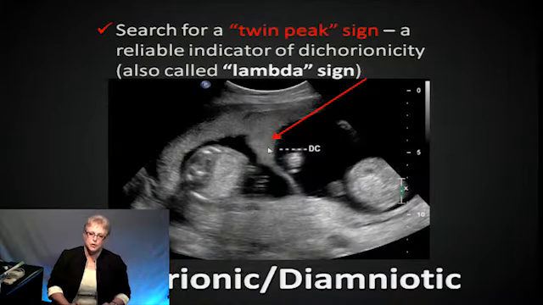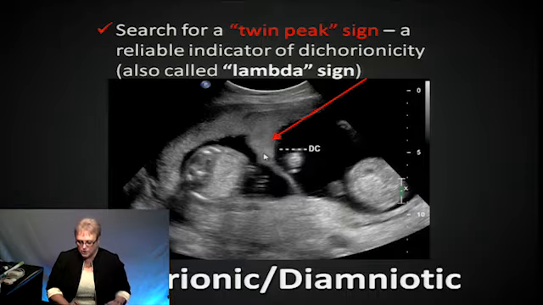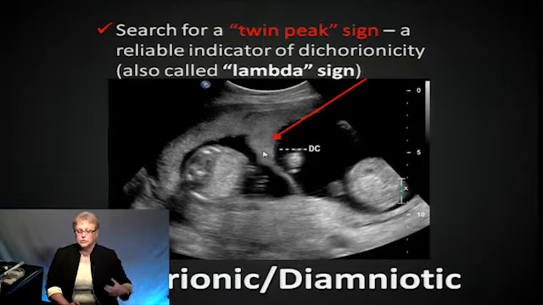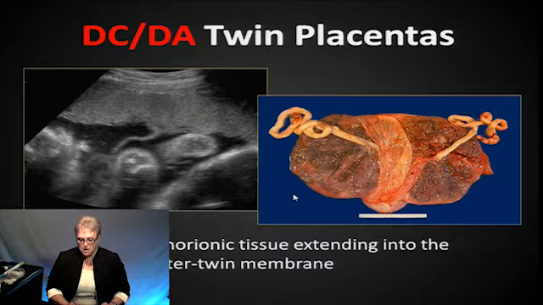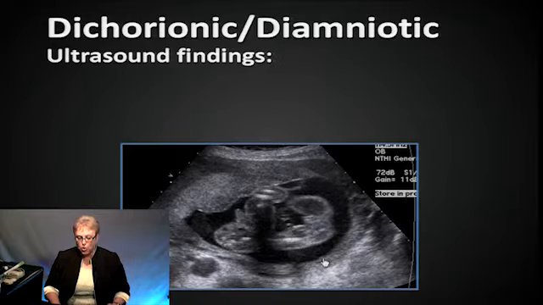It would be nice if everyone was like this, huh? But they don't come like this, not often. So it's called a twin peak sign or the lambda sign, and it's so thick because we have 4 layers rather than 2. So you have a wedge of chorionic tissue extending into the base of the intertwin membrane.